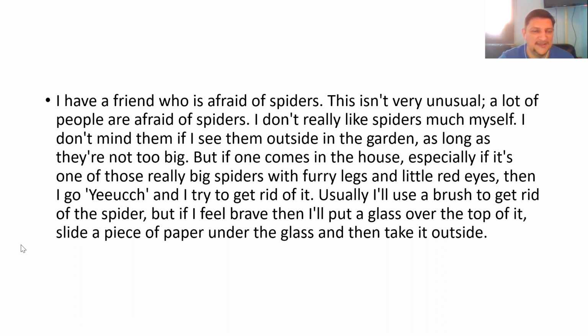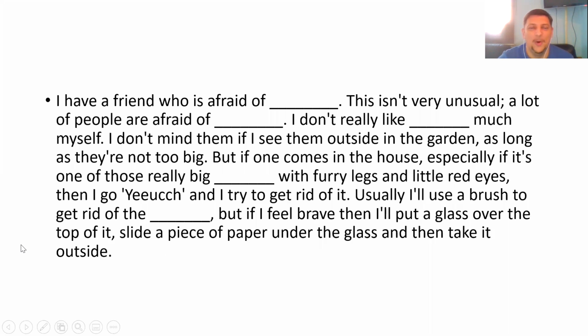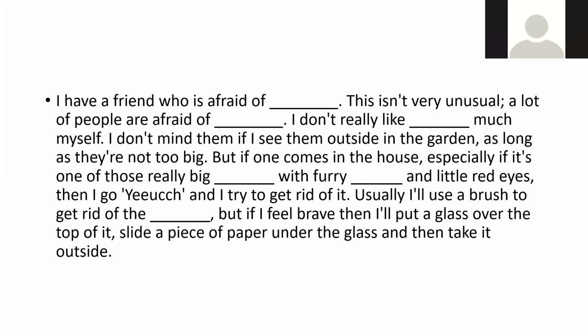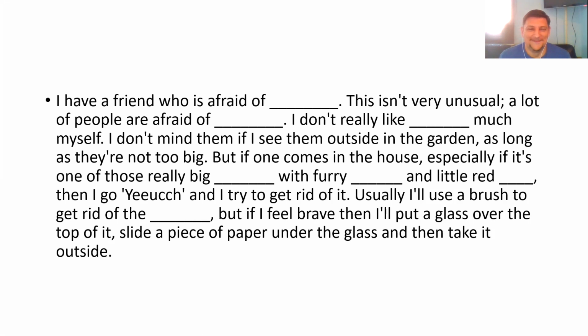Okay, so let's take a look at the next slide. One word is gone. Which word is it? Spiders. Yes, spiders. Now there's another word which is gone. Which word is this? Legs. Yes, that's right. One more word is gone. Which one is it? Eyes. Yes, that's right, and little red eyes.